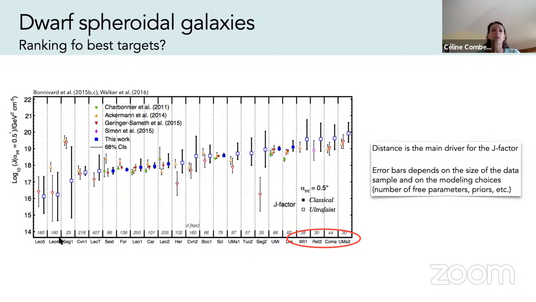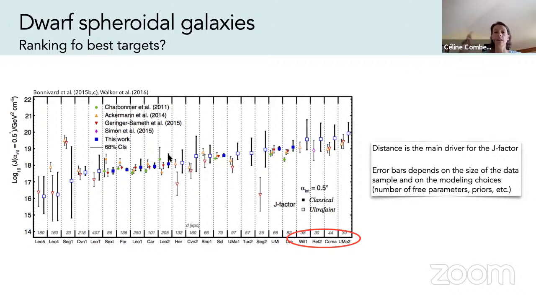Here you have the result for all the dwarfs we had at the time, 5 years ago, and results from a few authors. The details do not matter. All I want to get across here is that if you look at the most promising objects on the right that have the highest J factor, they're also the ones that are really close by. So really what we're saying is this 1/d squared is really important, and actually the best ones are the closest ones.